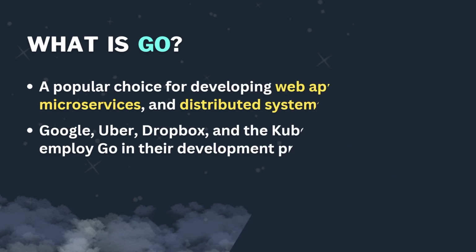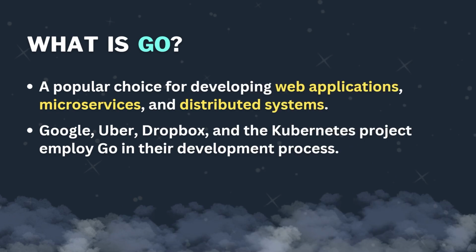In the industry, Go has become a popular choice for developing web applications, microservices, and distributed systems. Its focus on simplicity and performance has made it an attractive option for many developers. Some well-known organizations using Go include Google, Uber, Dropbox, and the Kubernetes project, which speaks to its versatility and reliability. Now, let's discuss some of the many benefits of using Go.